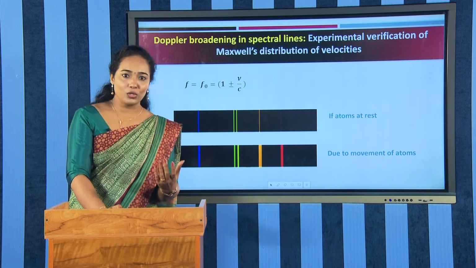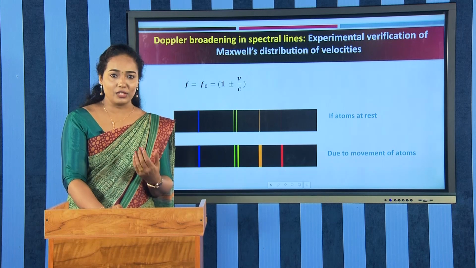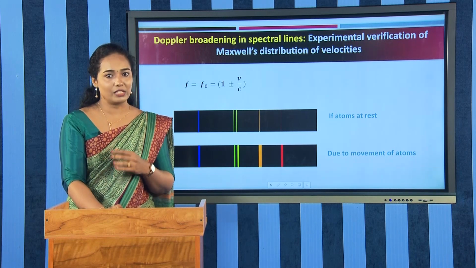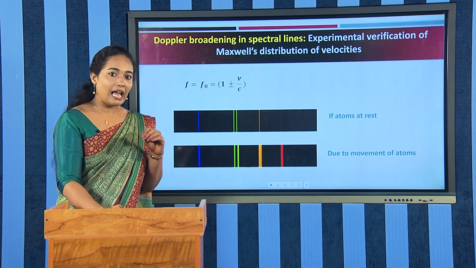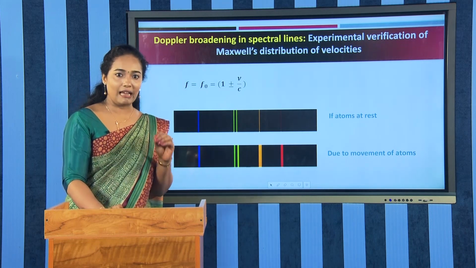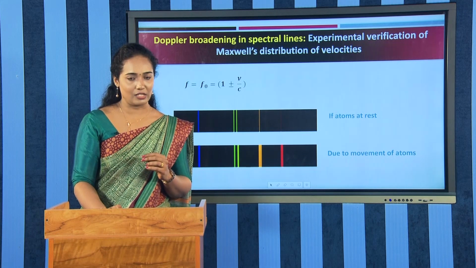So, some moving towards you and some away from you. According to the Doppler effect, if the source is moving towards you, the frequency will increase, and if it is moving away, the frequency will decrease. Here, the atom is the source. It absorbs energy from radiation, and the excited atom emits radiation at a particular frequency during de-excitation.